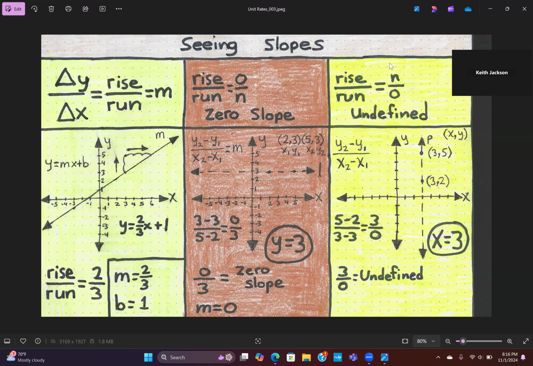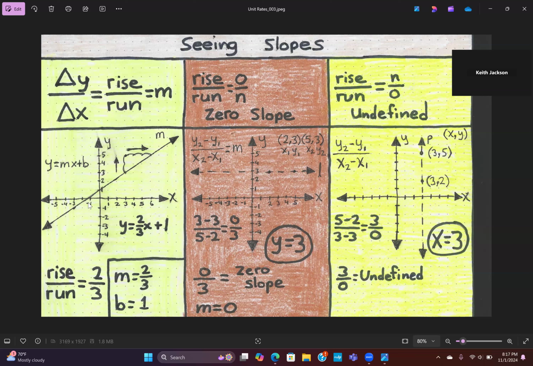Right now, you're looking at three examples that will explain how to interpret the slope of a line. But before we determine the slope of these lines, let us give you the slope formula in which we have delta y over delta x, which really means the change in y over the change in x, which also means rise over run, which means m, which is the term we use for slope. And so we have y equals mx plus b.